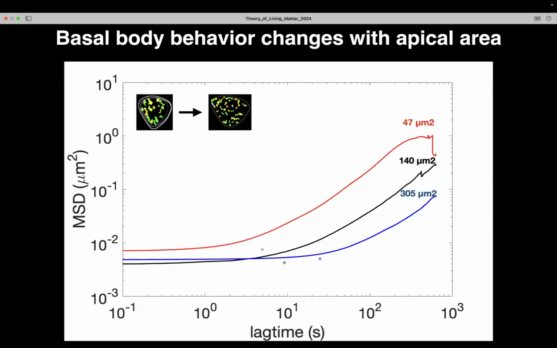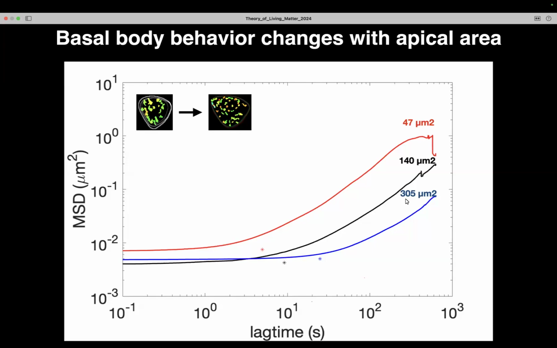All right. But now if we look at the mean square displacement, looking towards the short time scales, we have a very different view on the movement of basal bodies. Here, what I illustrate is the mean square displacement in time. And you can see these three plots of mean square displacement. These are representing the mean square displacement for cells at different stages of expansion of the apical domain. For example, the red color is for the apical size of 47 micrometers square. The black one is 140 and the blue one is 305.